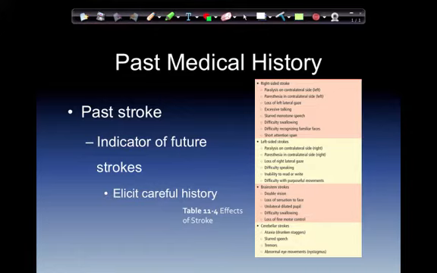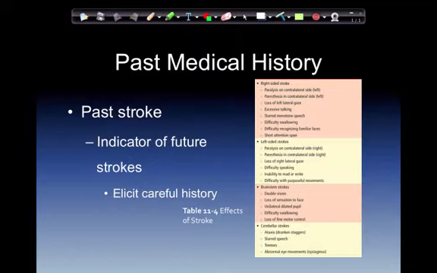So this is table 11.4, effects of a stroke. On a right-sided stroke, we can have paralysis on the contralateral side. So if it's on the right side, then we're going to have paralysis on the left. Paresthesia on the left as well, loss of left lateral gaze, excessive talking, slurred monotone speech, difficulty swallowing, difficulty recognizing familiar faces, and short attention span.